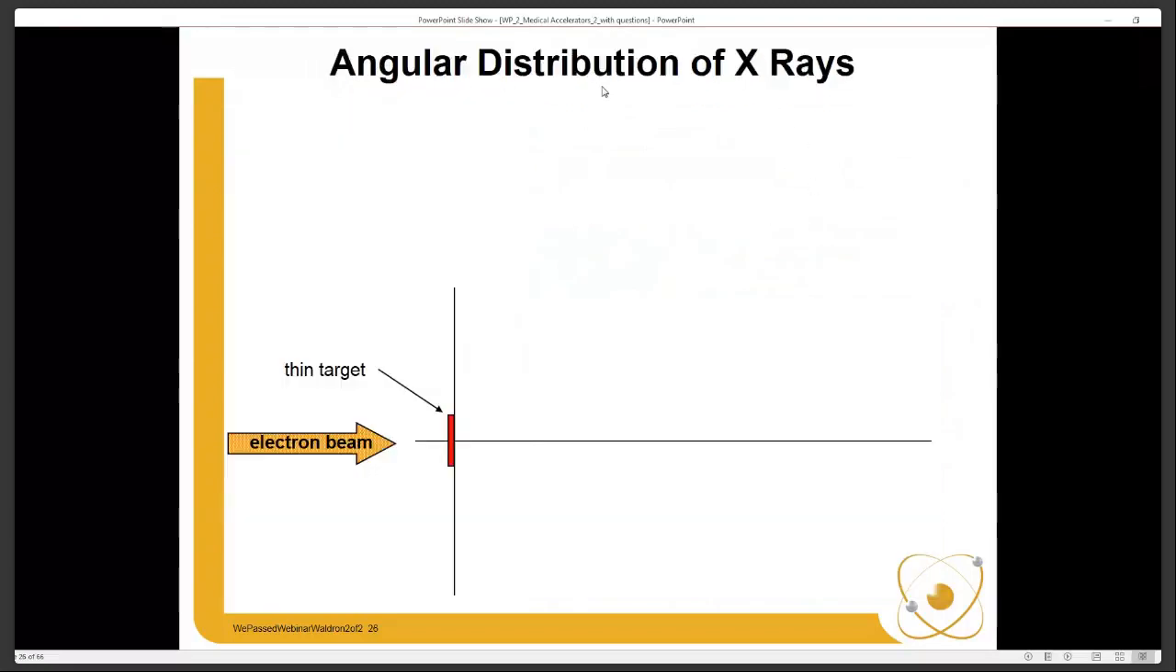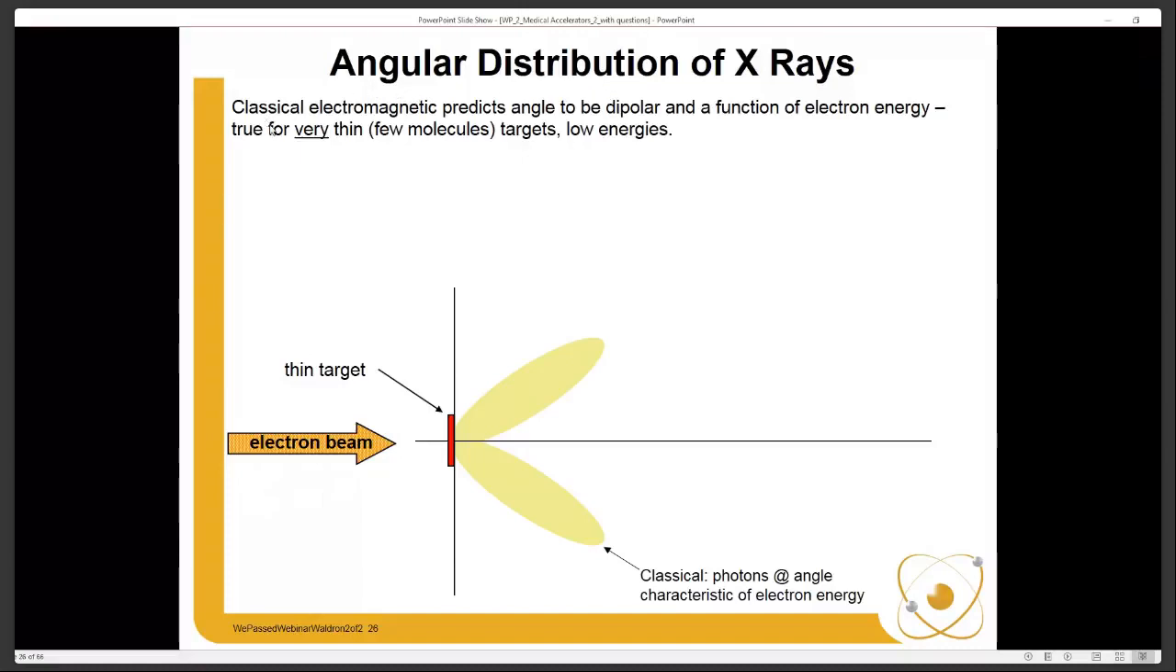So I've talked about photon production and photon efficiency. I briefly alluded to the angular distribution of X-rays from a target, but this is an important factor of how these machines work. So if I have an electron beam entering from the left here, and I have a thin target, and what thin means is a few different things. If we're talking about classical electromagnetics, a thin target is a few molecules thick. And under that condition, an electron beam entering from the left will produce a lobed sort of photon distribution, and the angle of that lobe is going to be a function of the electron energy.